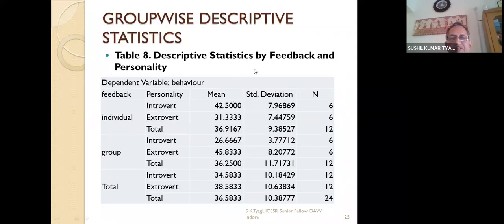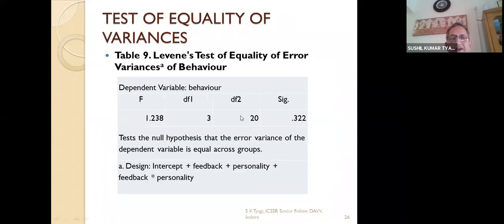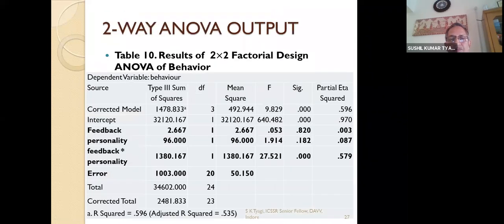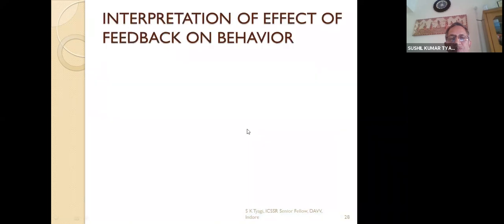Now descriptive statistics, which I discussed earlier. And this is Levene's test of equality of variance. This is the result of the 2 by 2 factorial design ANOVA. These rows in bold, we are interpreting these three rows. The rest we are ignoring. They do not concern us.